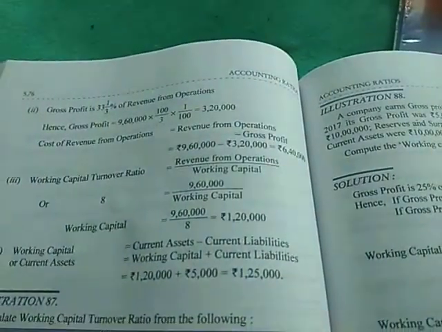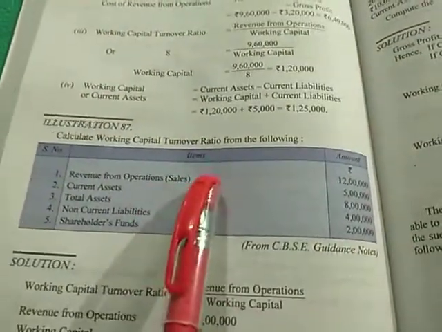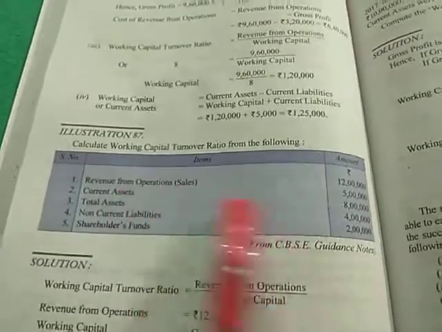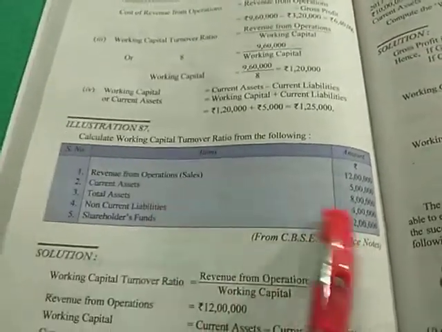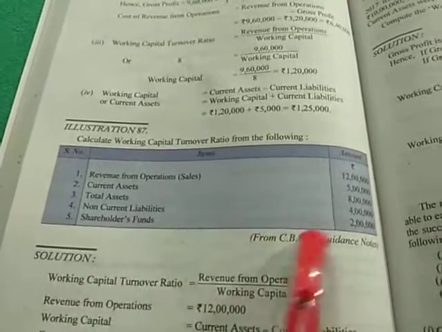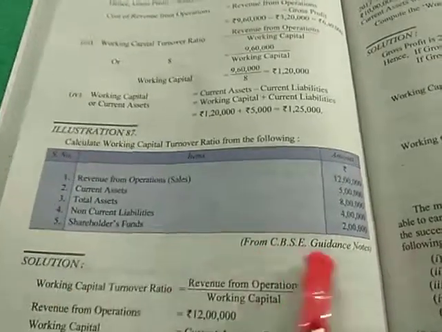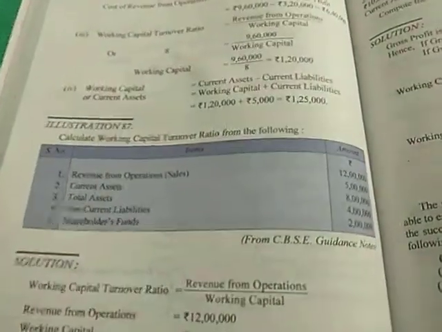We'll see one more question where we need to find out the working capital turnover ratio. Here you can see, calculate working capital turnover ratio from the following. Revenue from operation, that is sale, is given 12 lakh. Current asset is given 5 lakh. Total asset given 8 lakh. Non-current liability is given 4 lakh. And shareholders fund is rupees 2 lakh.